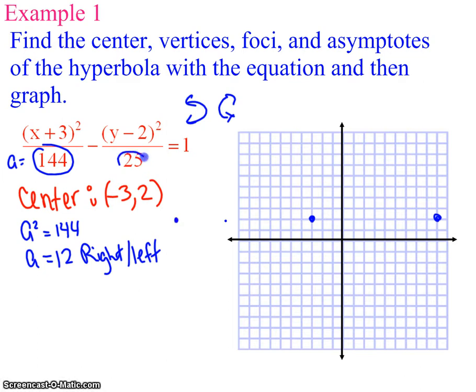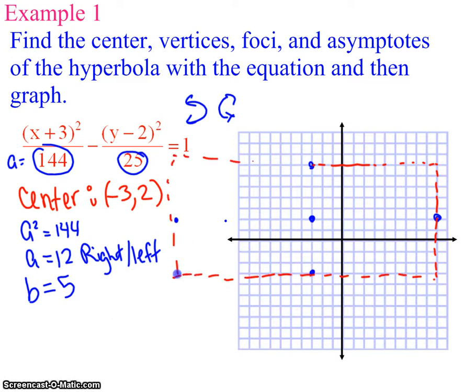And the 25, that's under your y, so that's going to be vertical 5. And up and down 5. Okay, so that's how an ellipse would be graphed. However, this is a hyperbola. You're going to connect these dots by making a rectangle. And I'm going to do dotted because it's not really part of your graph. What it does is it's going to help you find the asymptotes. And when you have the asymptotes, that helps you sketch the graph.